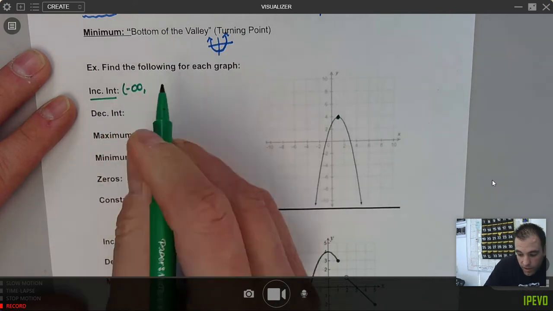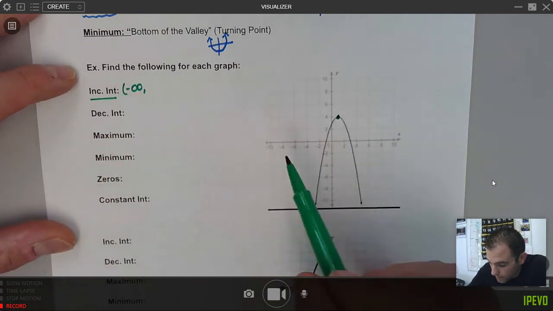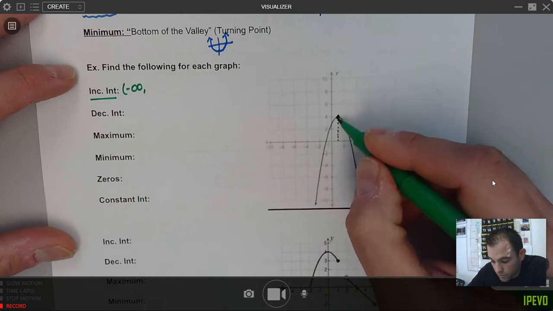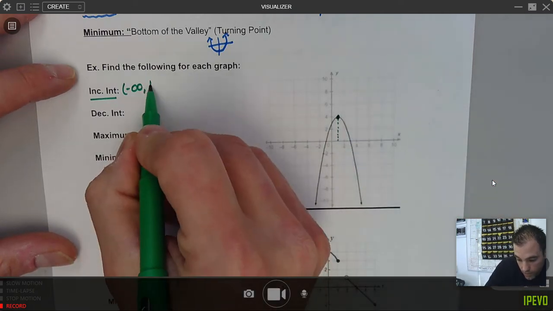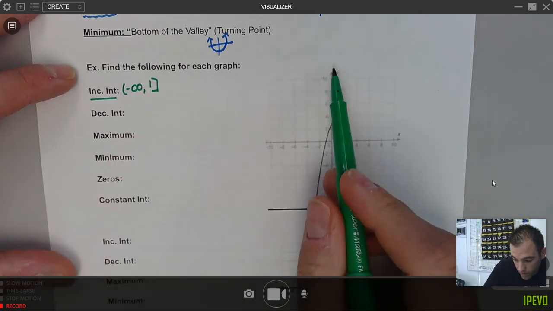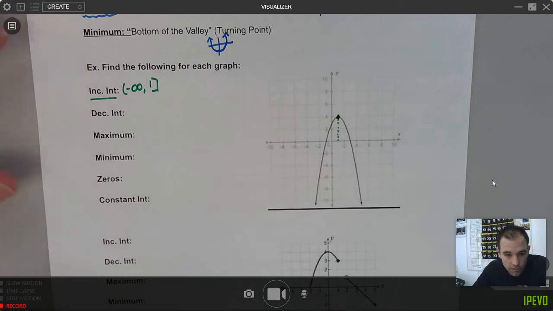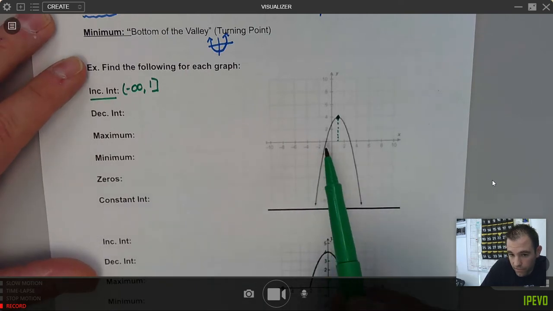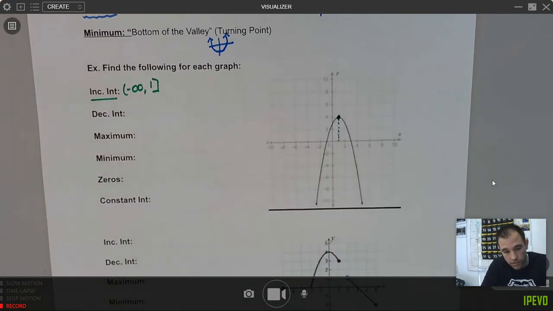And remember, infinity always gets a parenthesis until I get all the way up here to 1. I always use the x values. Don't ever use the y values. You will never, ever use the y values when you're looking at increasing or decreasing. Always the x values. So it went from negative infinity to 1 is the increasing part.